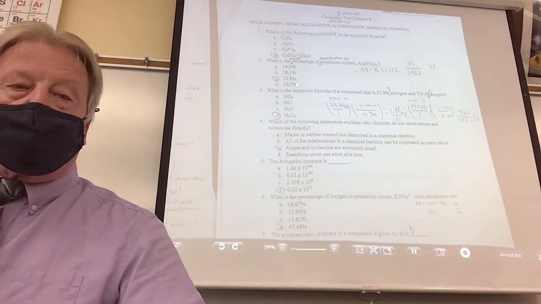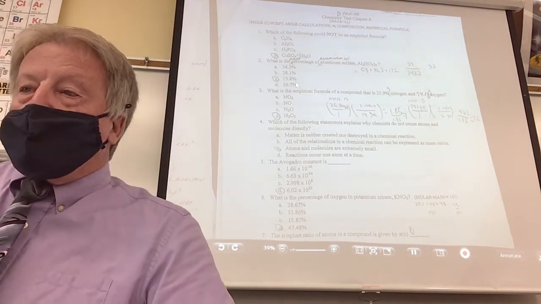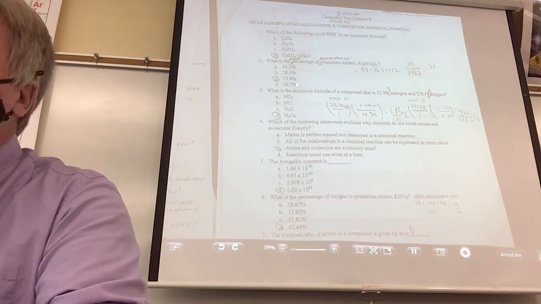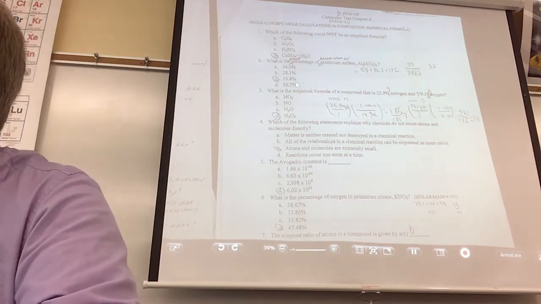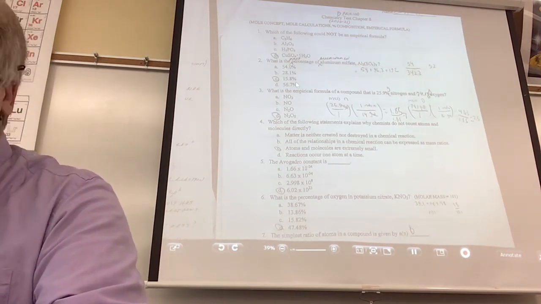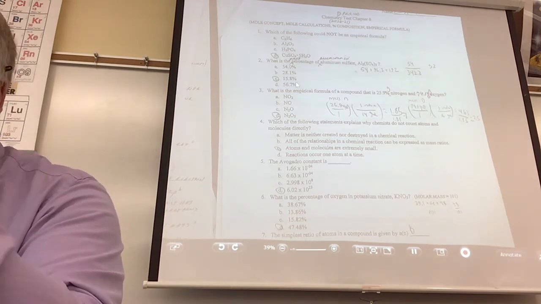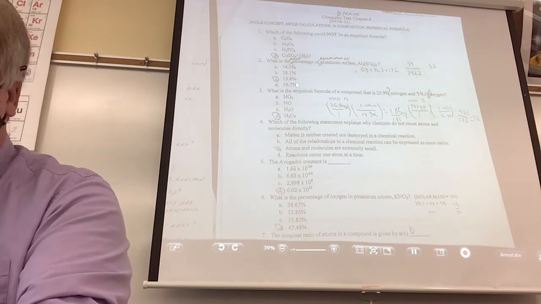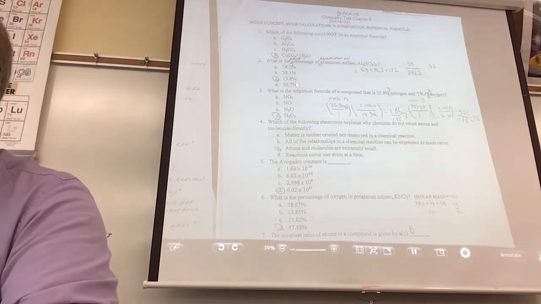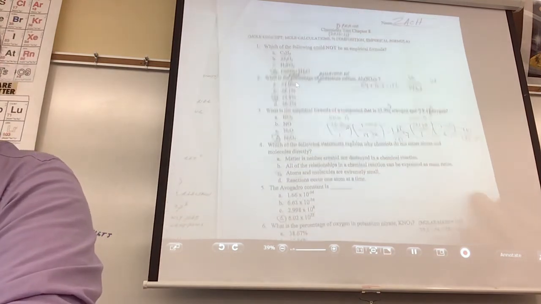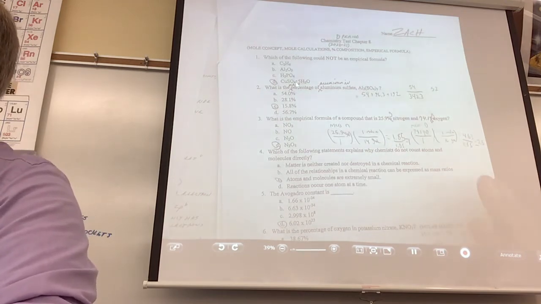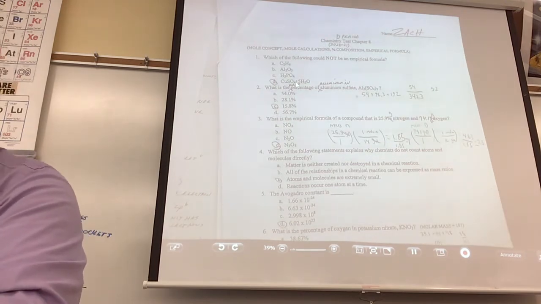Let's take a look at this page here. This is where it all got started, the mole concept, and then we did percent composition and empirical formula. This is kind of a hard chapter because it was the first time we did a little stoichiometry. Look at number 1. This is some of the easier questions. What is an empirical formula? What do you always know about an empirical formula?